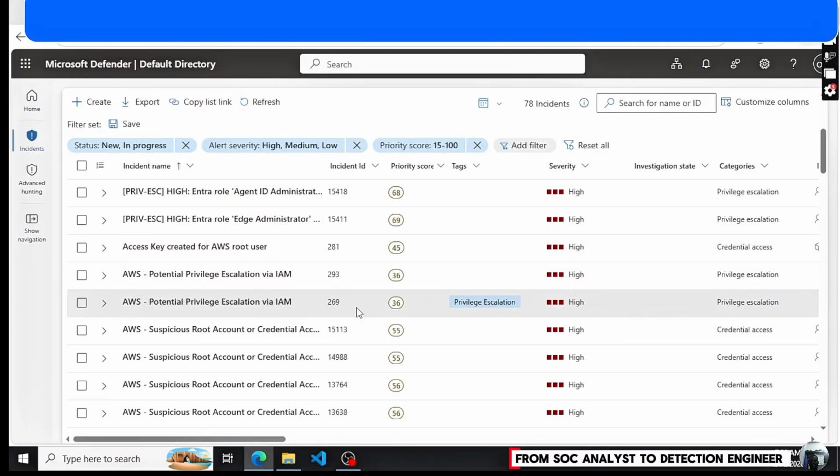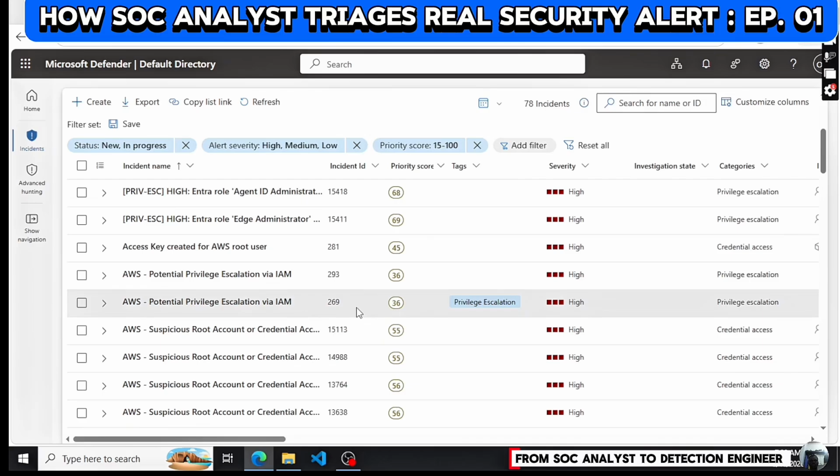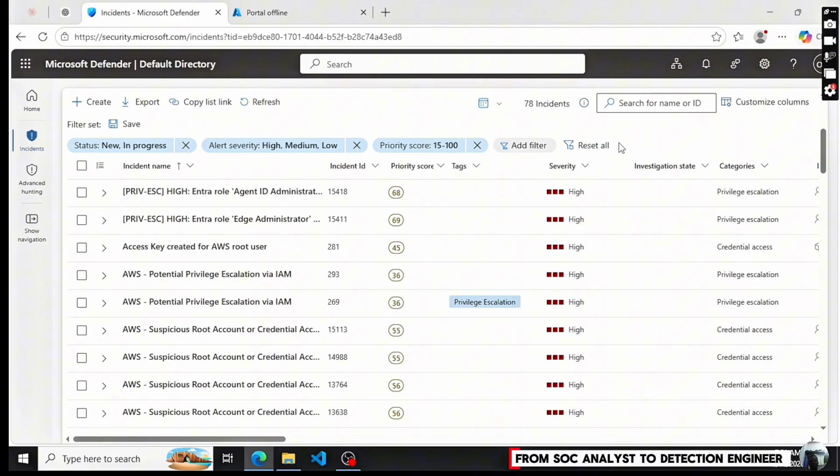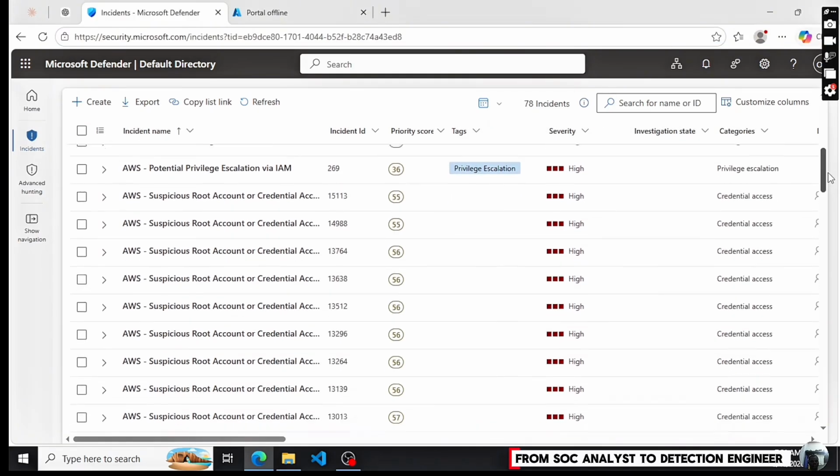Assuming you are a SOC analyst or a cloud security analyst, you just resume your shift and you open your Microsoft Defender, then you notice about 78 incidents have arrived. What will you do first? What will you investigate first as a SOC analyst or cloud security analyst?